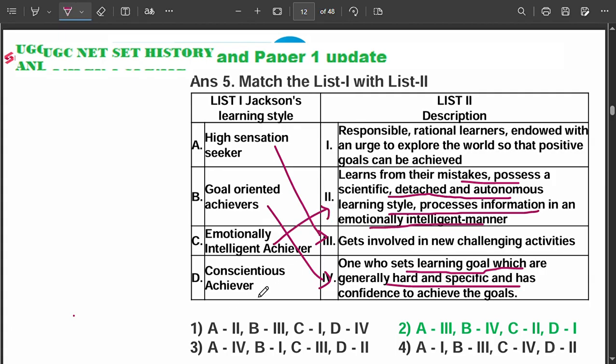And conscientious achievers, D1. Responsible, rational learner, inward, and aiming to explore the world so that positive goals can be achieved. So option number 2 was the correct answer: A3, B4, C2 and D1. So option number 2 was the correct matching.